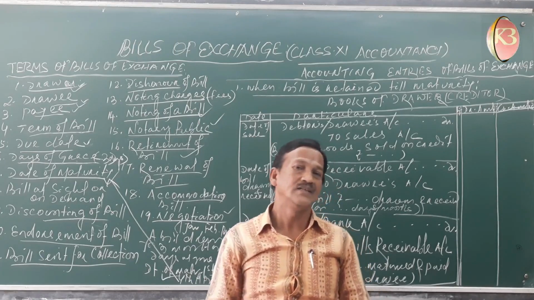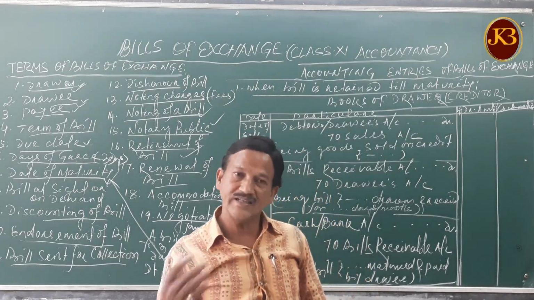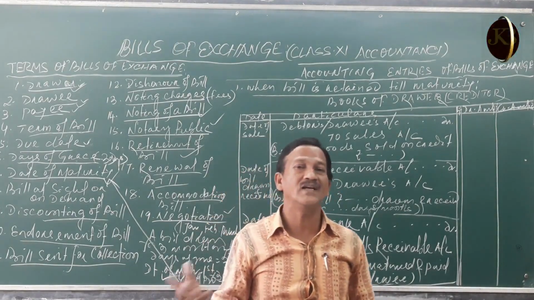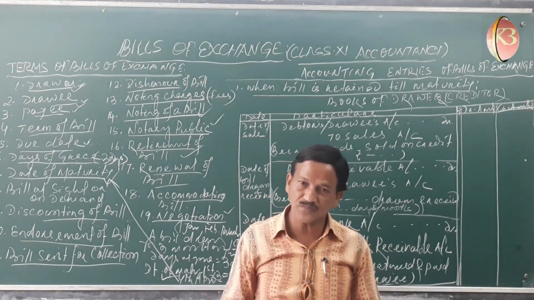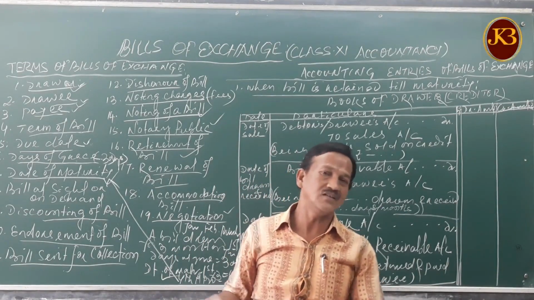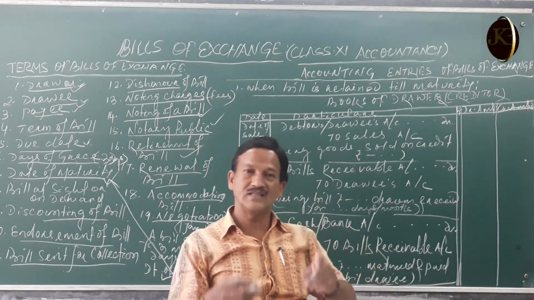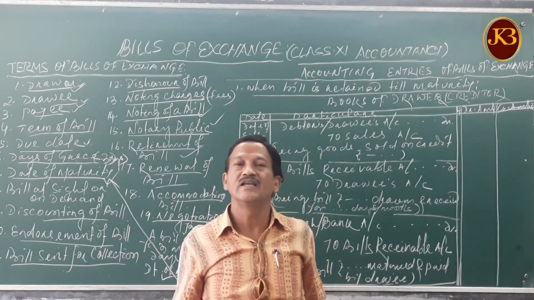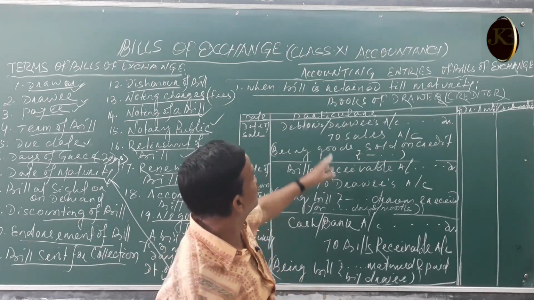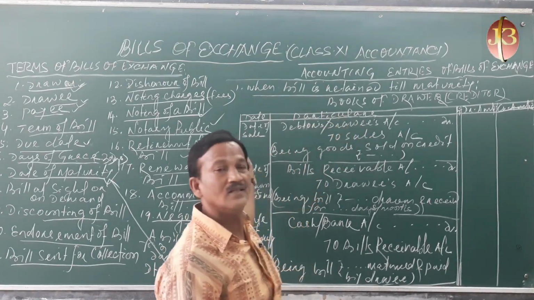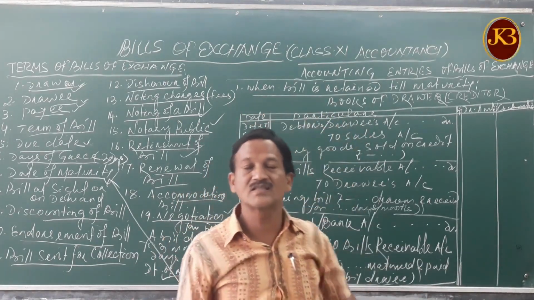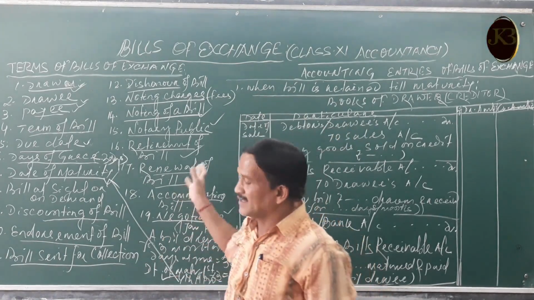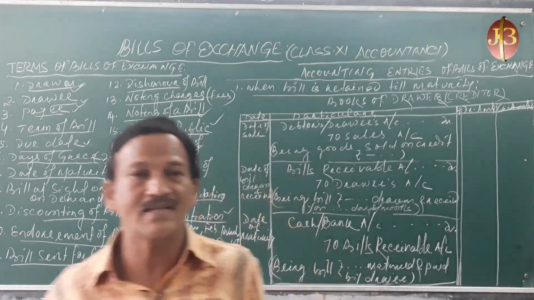Then the drawer receives the bill. After that, he will keep the bill till the date of maturity, or send the bill to the bank for collection, or he can endorse the bill. That is up to the drawer. So these are the general things on which accounting entries are to be done in the books of the drawer and the drawee. Let's see the accounting entries.